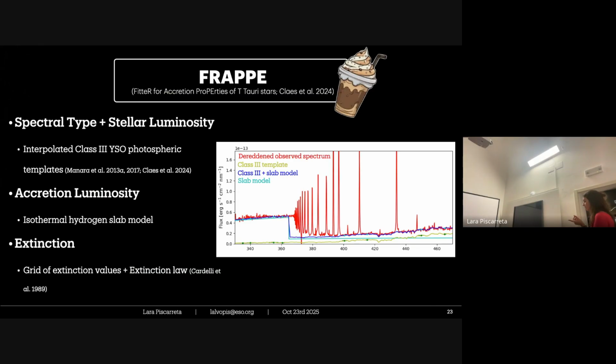And there's another test that we can do, which is we can use the emission lines that come from accretion, and we can measure the line luminosity. There are some relationships for which we can derive the accretion luminosity from that. So if we get the accretion luminosity for different lines, which are at different wavelengths, and we see a dependence with wavelength, then it means that our extinction estimates are not correct.